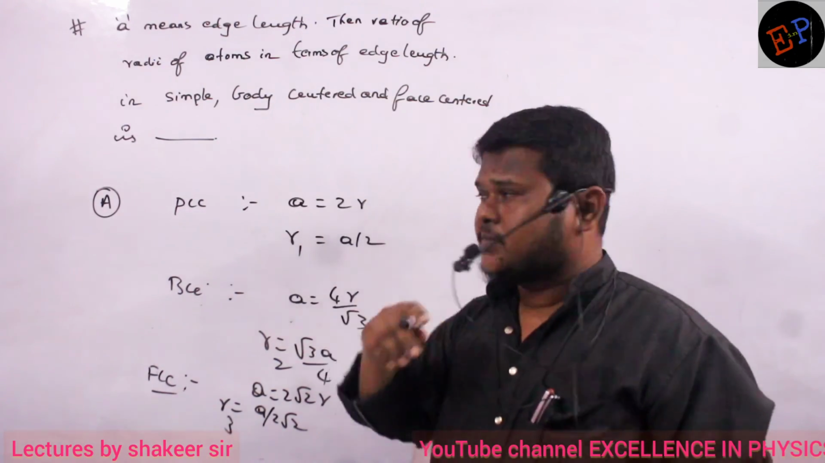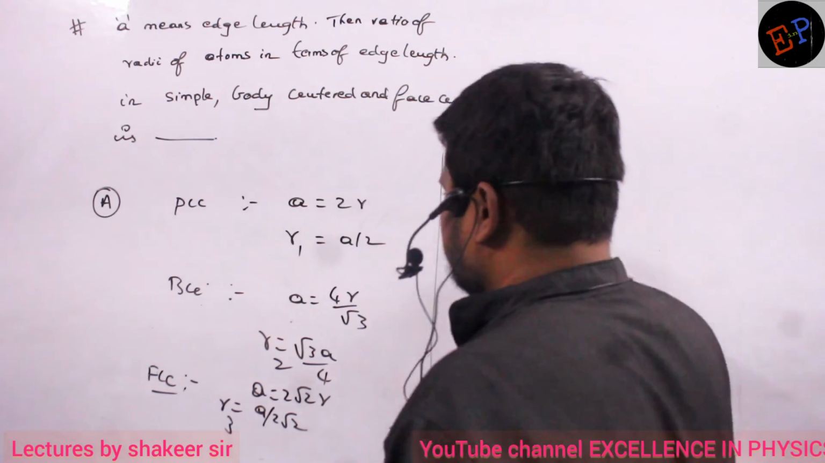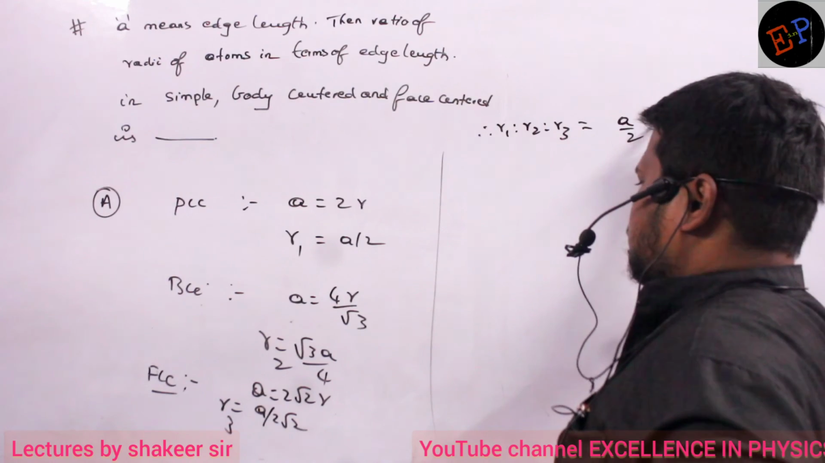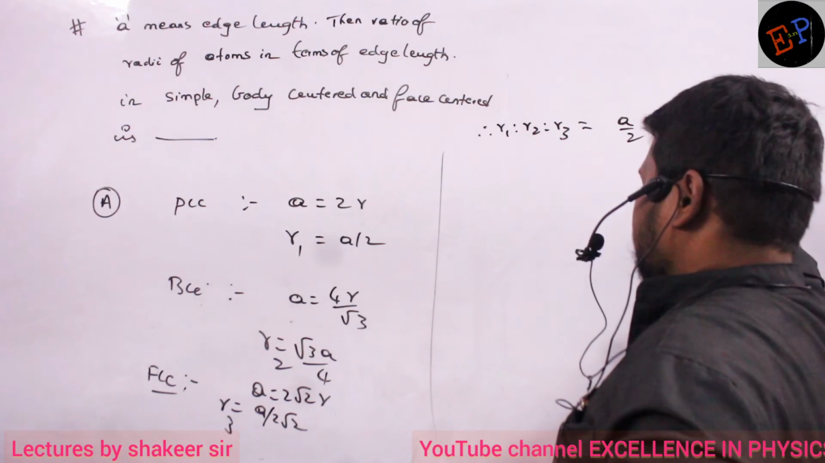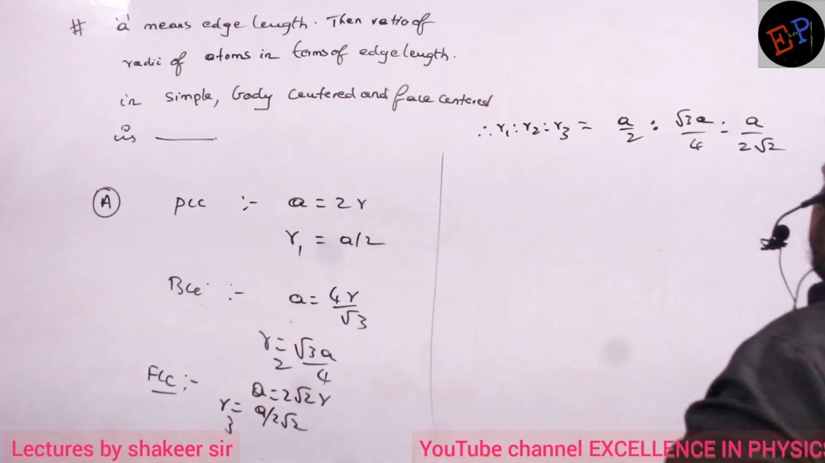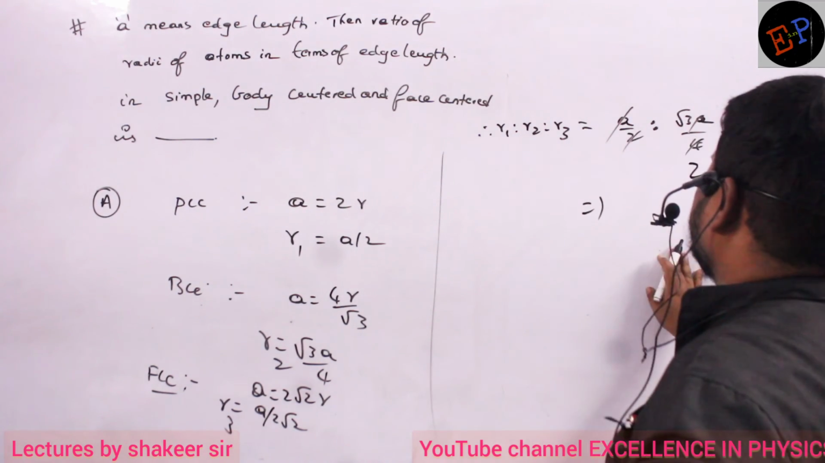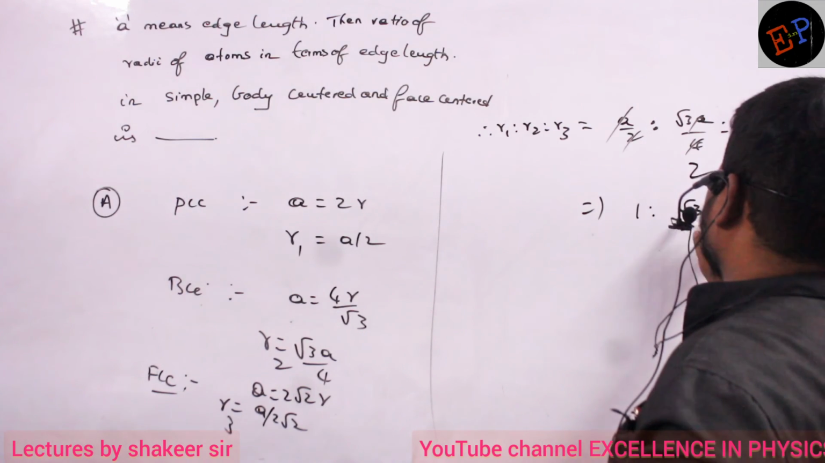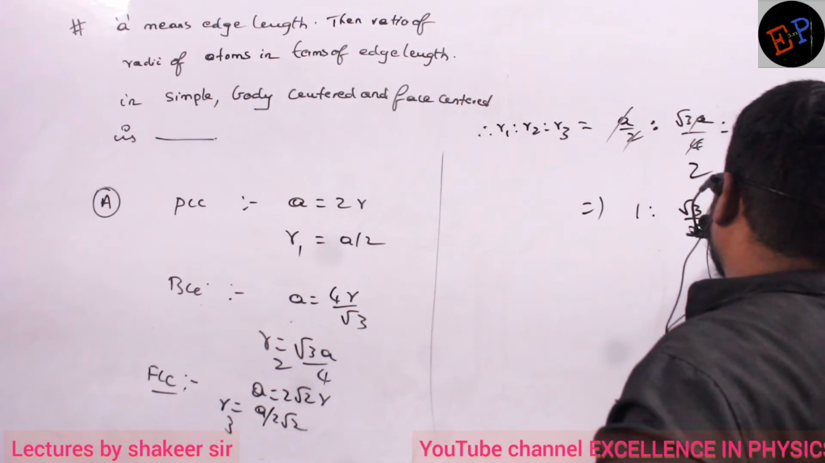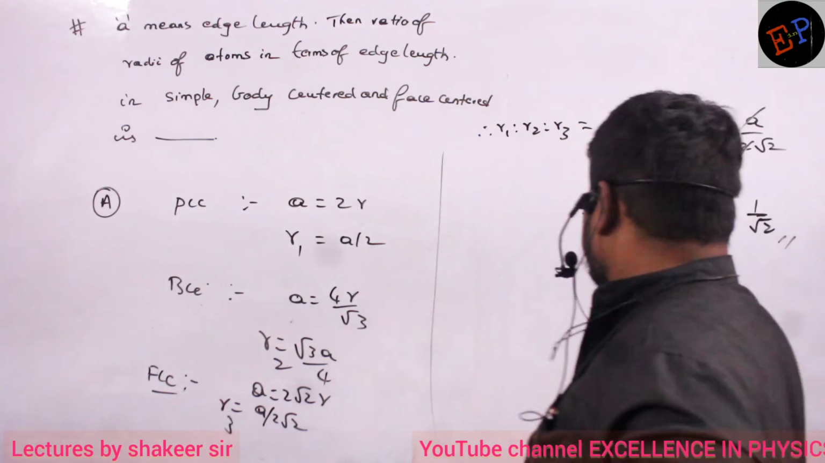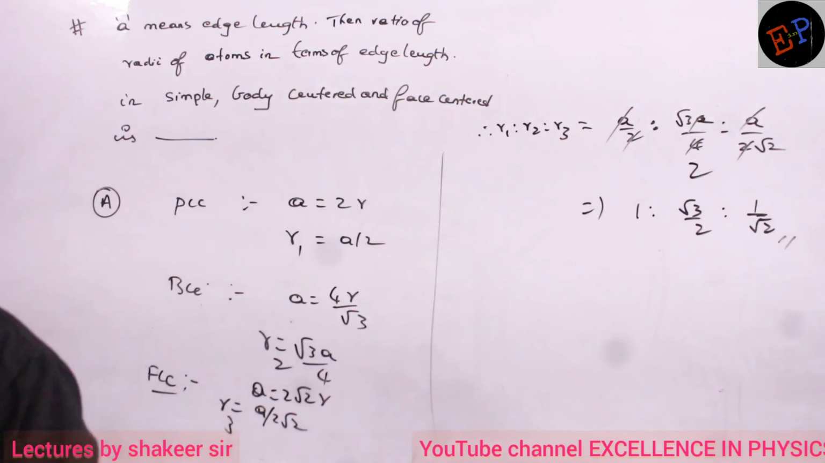Ratio of radius only he is asking, no? So therefore do the calculation. R1 is to R2 is to R3: A by 2 is to root 3 A by 4 is to A by 2 root 2. So A gets cancelled, 2 also gets cancelled. So therefore 1 is to root 3 by 2 is to 1 by root 2. If you want to further simplify, you can simplify by taking root 2 also. But up to here it is enough. This is the ratio. Understood? That's it.